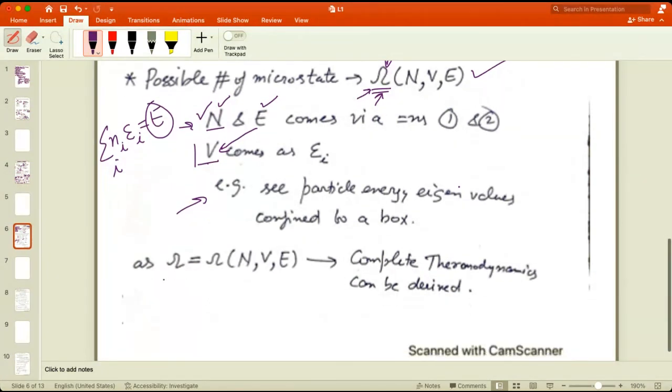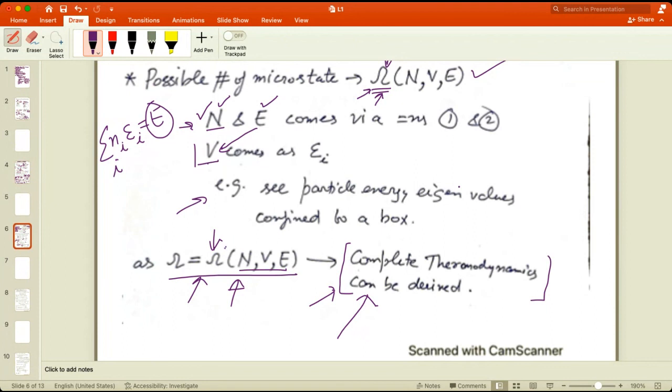So once I have this parameter, which is the number of microstates for a given macrostate, then I can in principle derive the full thermodynamics of the system under consideration. And you will see mostly in this course we will be doing this. For various systems, be it a microcanonical ensemble, canonical ensemble, or grand canonical ensemble, I will always be calculating this number, and once I have this, then I can derive the thermodynamics.